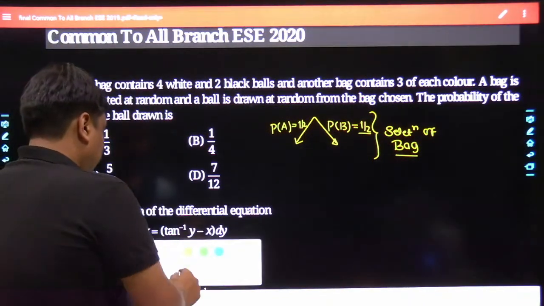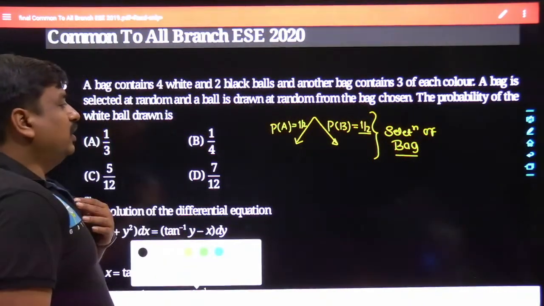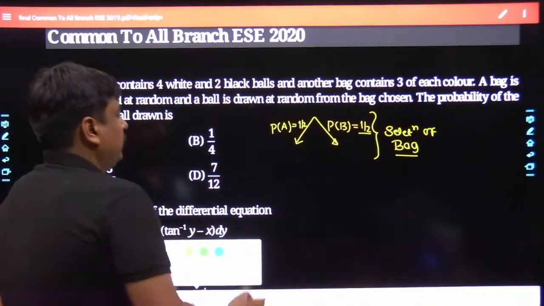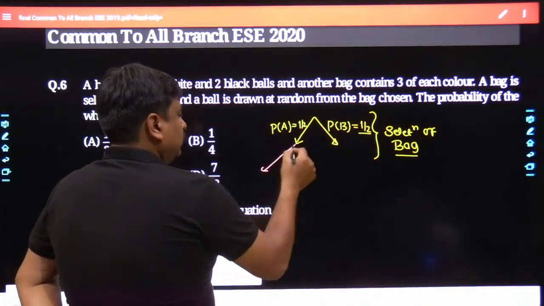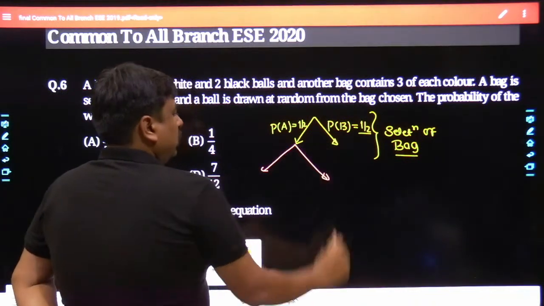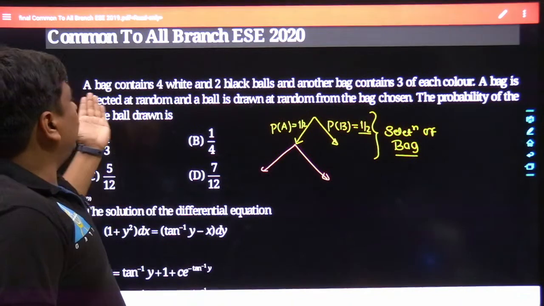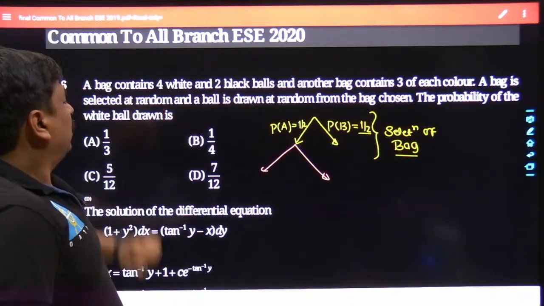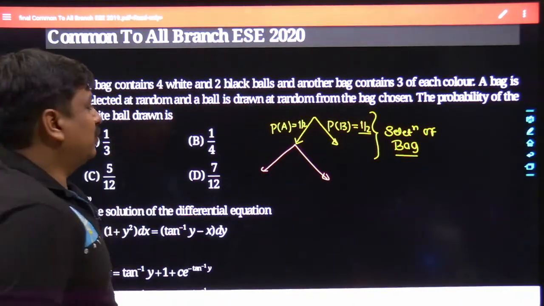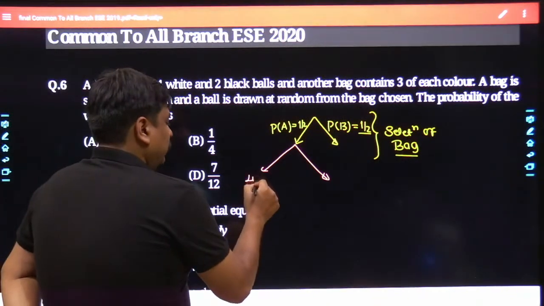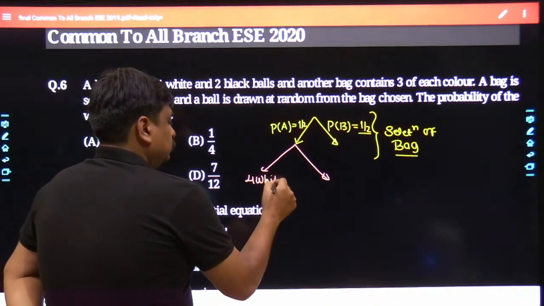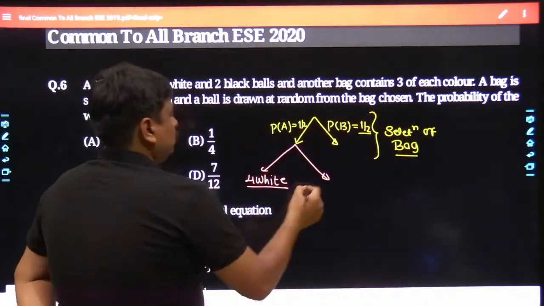Now what is happening over here? Once you have selected bag A, now you have two possibilities. How many white balls and black balls do you have? You have 4 white balls and 2 black balls.